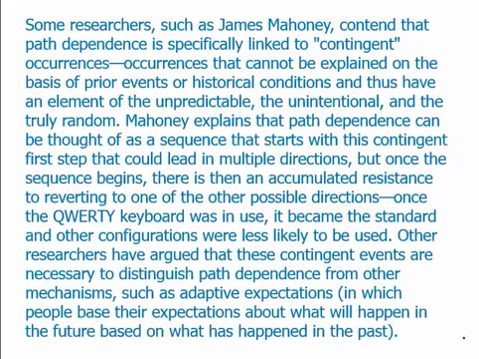Paragraph 2. Some researchers, such as James Mahoney, contend that path independence is specifically linked to contingent occurrences. Notice that word contingent is in quotes, so they're going to define this for us. Contingent occurrences that cannot be explained on the basis of prior events or historical conditions, and thus have an element of the unpredictable, the unintentional, and the truly random.